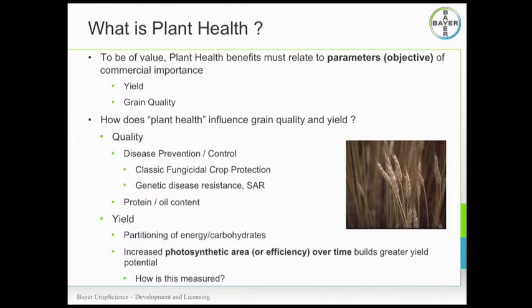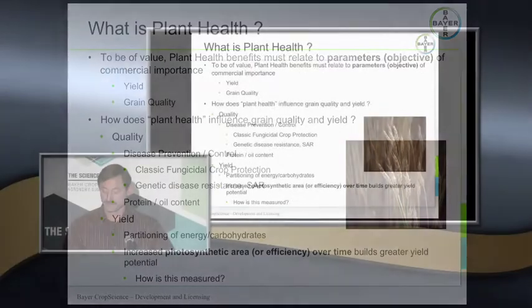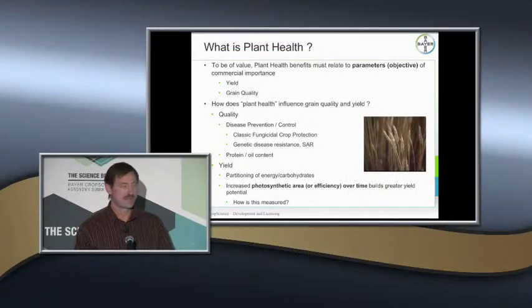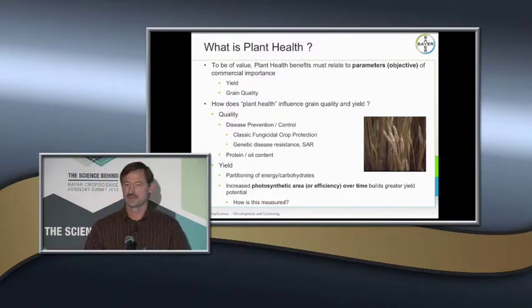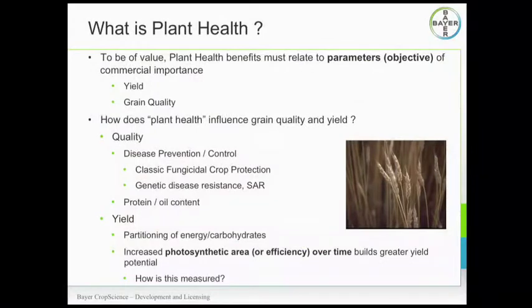The major parameter, of course, you as agronomists dealing with growers, you often relate to this directly. The bottom line often is yield. And how can we influence yield with plant health? Well, first off, we think of partitioning of energy or carbohydrates. If you can move assimilates, or sugars, within the plant as the plant matures from the vegetative matter up to the head, clearly you can influence yield in that respect.